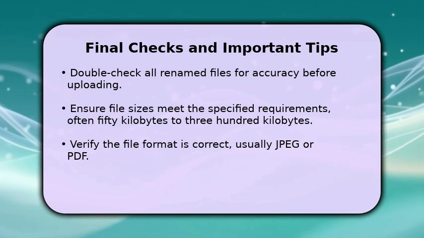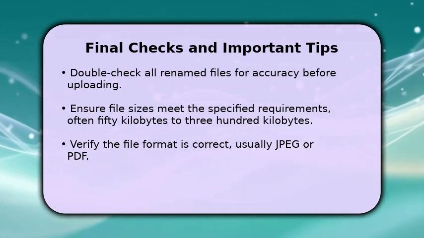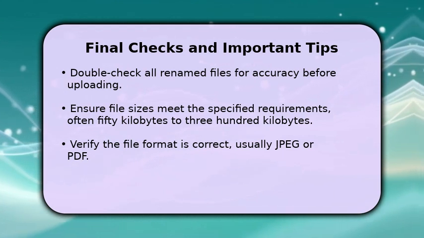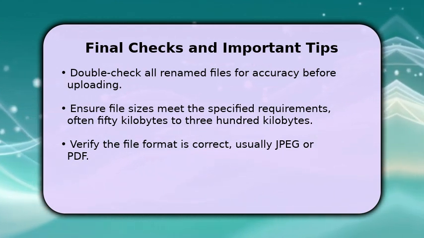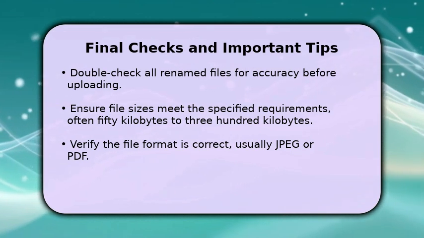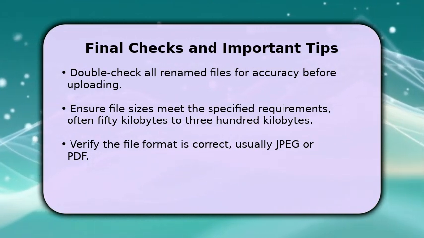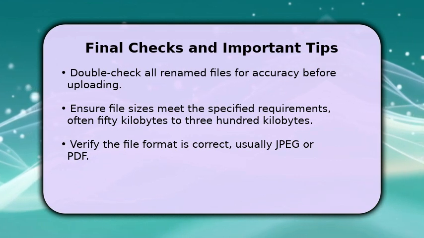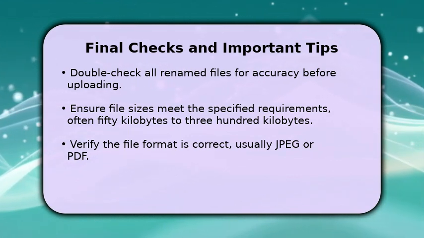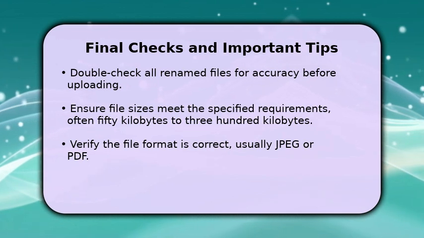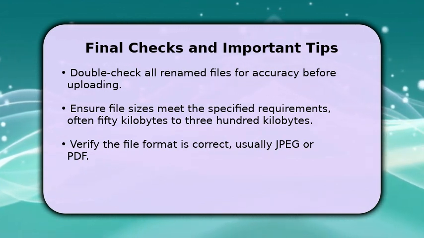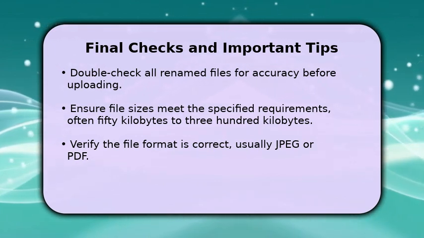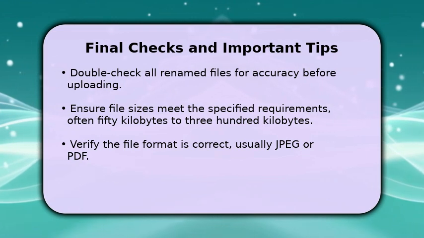Before you upload your documents, always perform a final check. Carefully review each renamed file to ensure it matches the required naming convention exactly. Also, pay close attention to file size. Many applications require documents to be between 50 kilobytes and 300 kilobytes. Confirm that your files are in the correct format, typically JPEG for images and PDF for documents. Taking these extra few moments will help guarantee a smooth and successful CUET application submission.